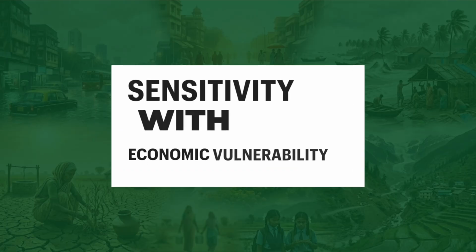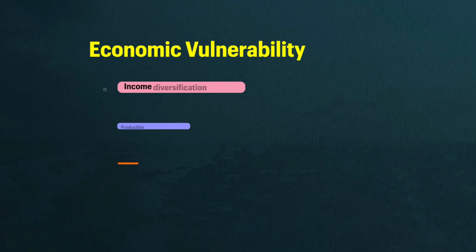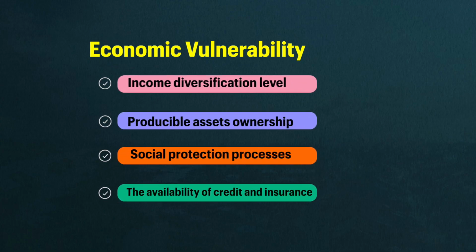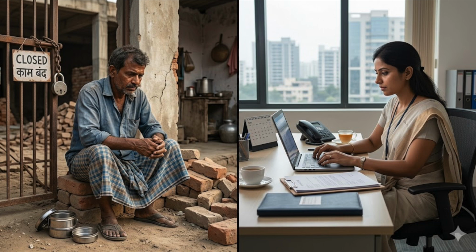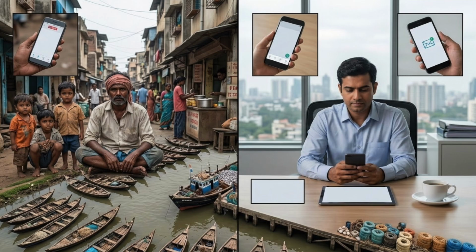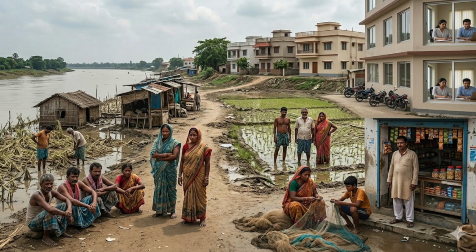Now, let me explain to you the concept of sensitivity with economic vulnerability. Sensitivity in economic vulnerability is contingent upon income diversification level, productive asset ownership, social protection processes, and the availability of credit and insurance. A day wage worker who is rendered jobless for 1 week could be hungry, and yet a worker on a salary could be intact financially. Therefore, there are differences in economic sensitivity between social groups.